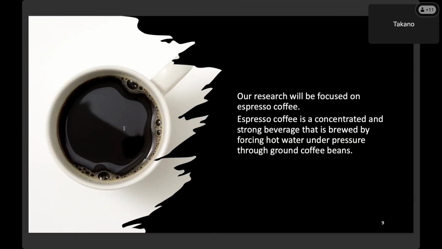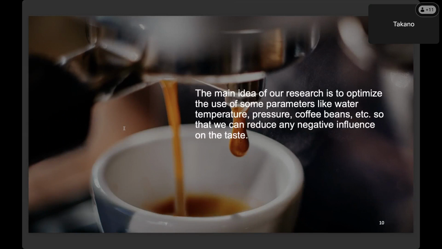Our research will be focused on coffee science, espresso coffee especially. Espresso is a concentrated and strong beverage that is brewed by forcing hot water under pressure through ground beans. The main idea of our research is to optimize parameters like the water flow, water temperature, maybe even the beans, in order to improve the taste of the coffee and give it a much better flavor.